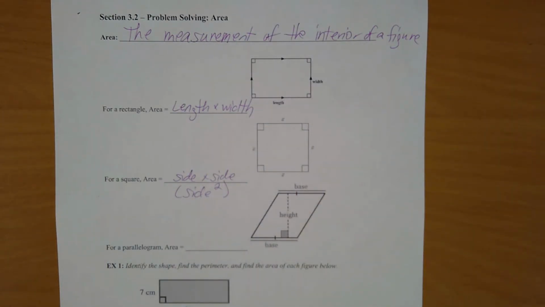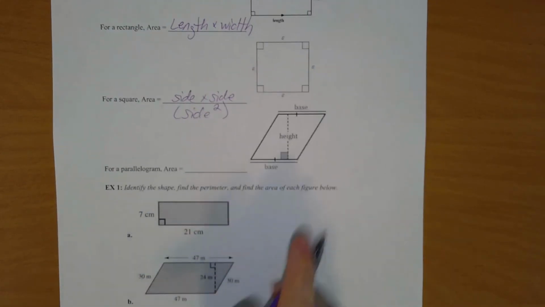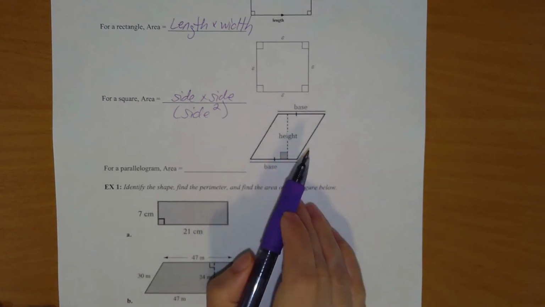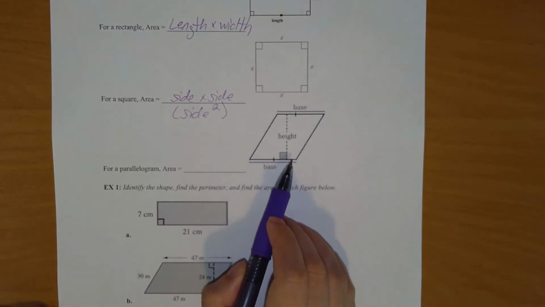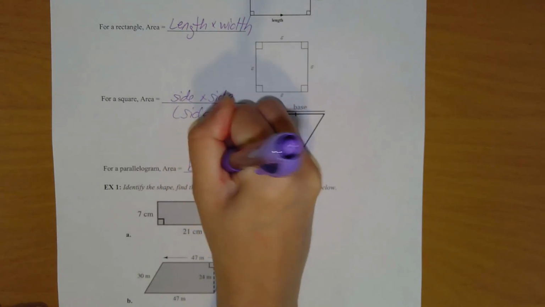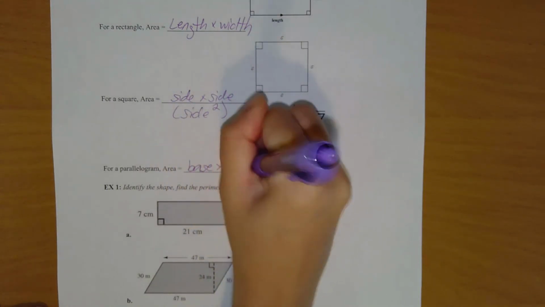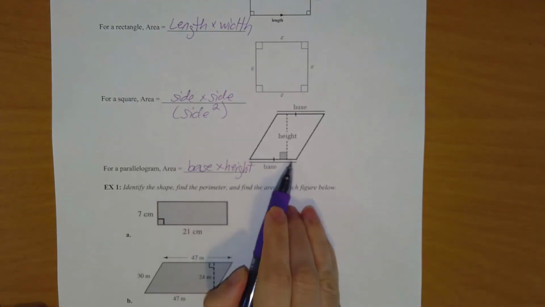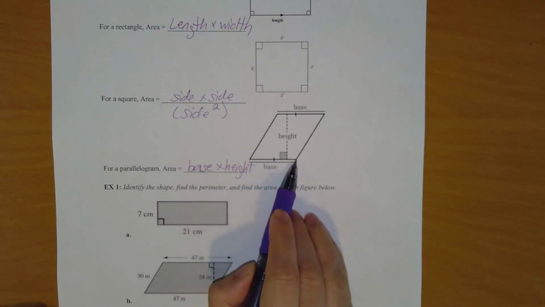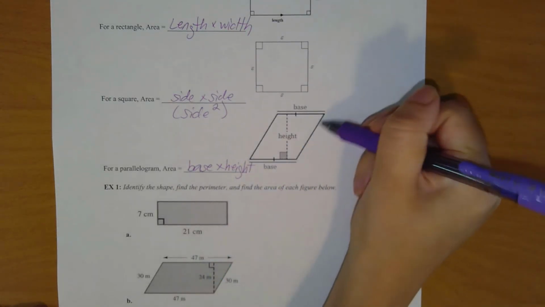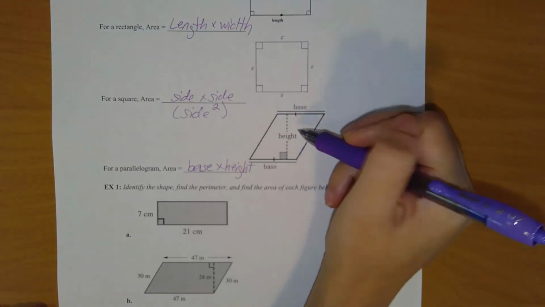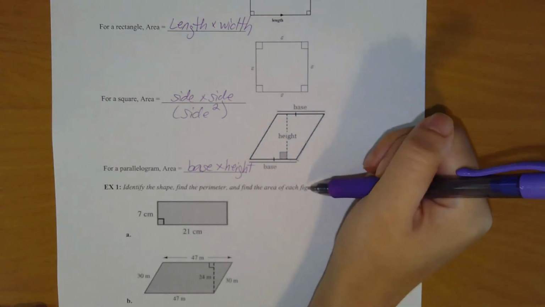Okay? For a parallelogram, this is what they look like. They're kind of like a rectangle that shifted over a little bit. And for a parallelogram, the area is equal to base times height. So the base is one of your side lengths, and the height is perpendicular to that base. So if you wanted to use this side over here, you'd have to have a perpendicular from that side. So each height goes with a specific base. Okay?